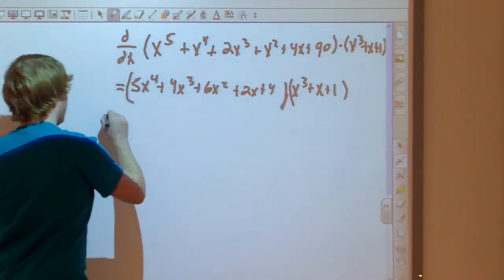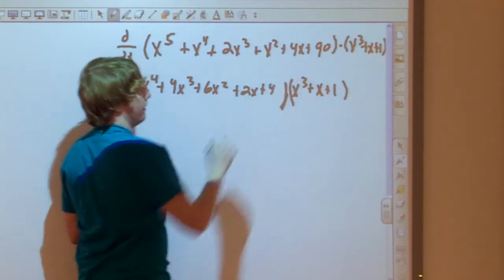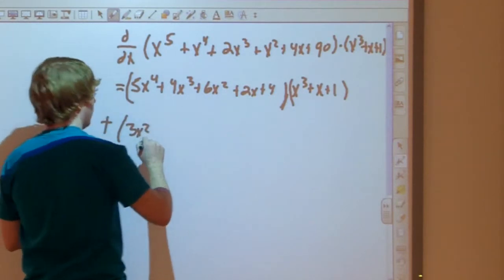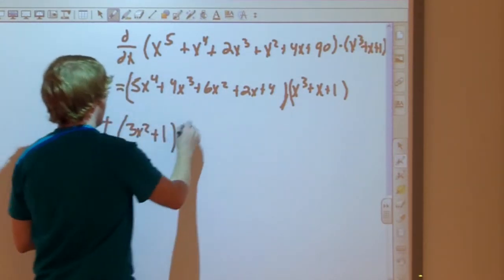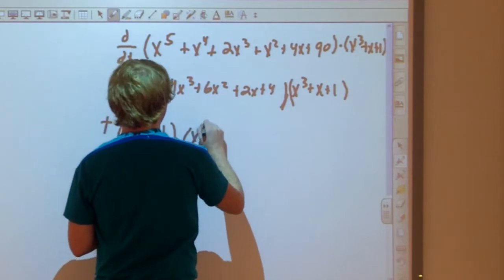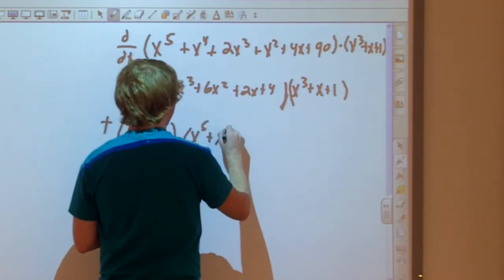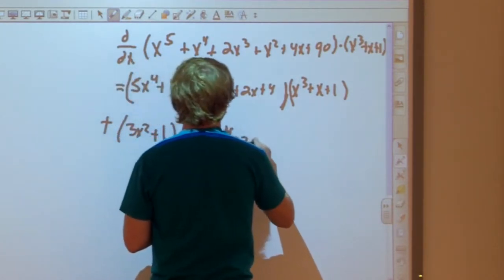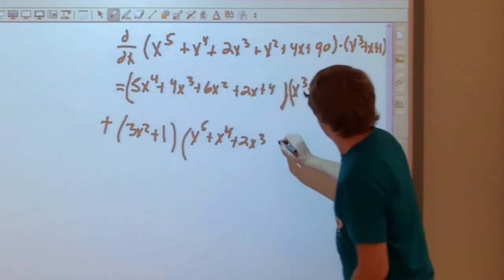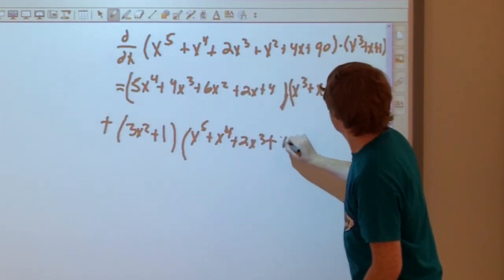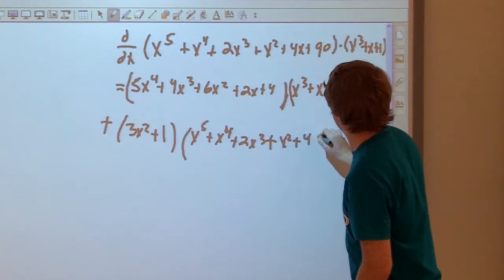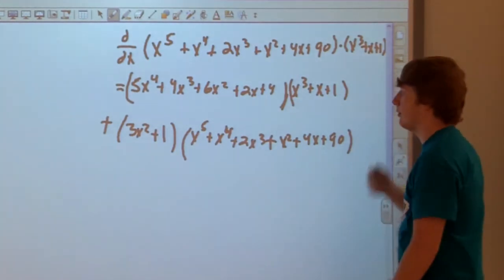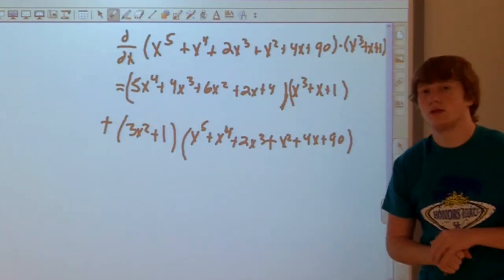So that's our first part, plus the derivative of our function g of x, so that's going to be 3x squared plus 1, times this whole thing, so x to the fifth plus x to the fourth plus 2x cubed plus x squared plus 4x plus 90. Then if you wanted to, you could actually multiply all that out and get your derivative.